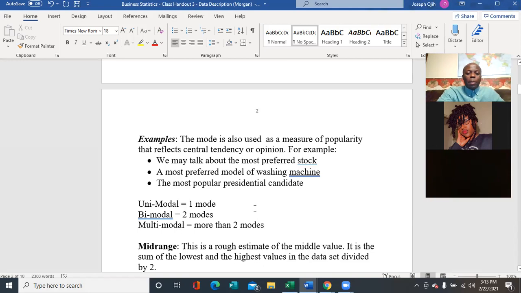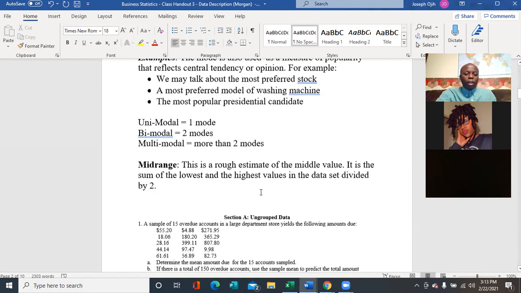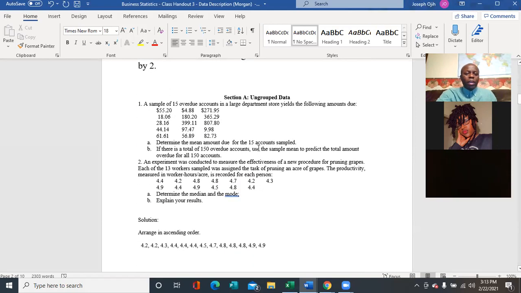Then the most popular presidential candidates, well, this time it was Biden. Before it was Trump, because he won in 2016. So he got the mode among all the candidates. But this time around, Biden won, so he became the mode. So that's how you can figure it out related to real life situations. So in statistics, the number that occurs most often becomes the mode. So now we're going to look at how to calculate these values.